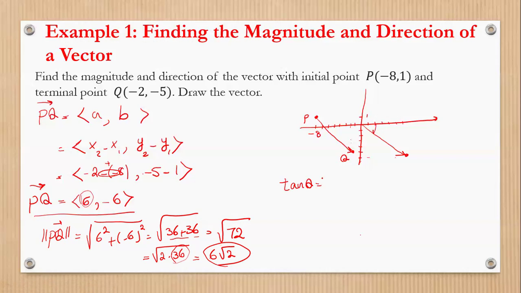So that's the magnitude. And to find the direction, I need to find the tangent of angle theta. That's the angle, which is b over a. And that's -6 over 6. And that's -1. Now we're asking ourselves, the tangent of the angle is -1, which means theta is the tangent inverse of -1. What is an angle whose tangent is -1?